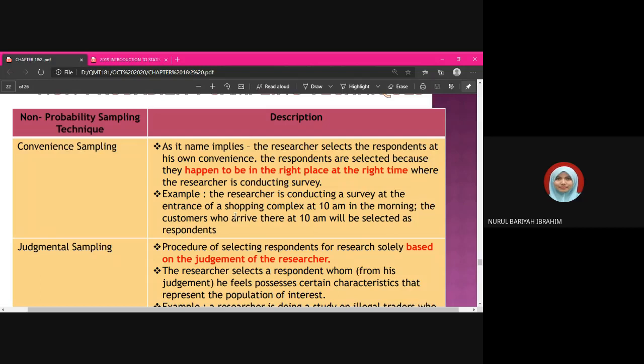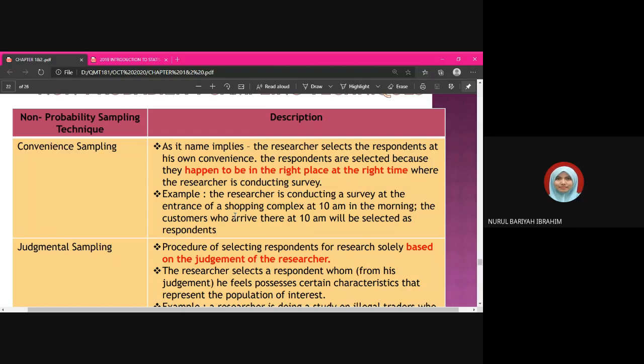Okay, so usually many of the researchers from the social science akan gunakan convenience sampling technique, which is the researcher will select the sample from the respondent yang ada pada waktu tersebut. The respondent happen to be at the specific place and at the certain time yang dia conduct the study. So ini dipanggil convenience sampling technique.